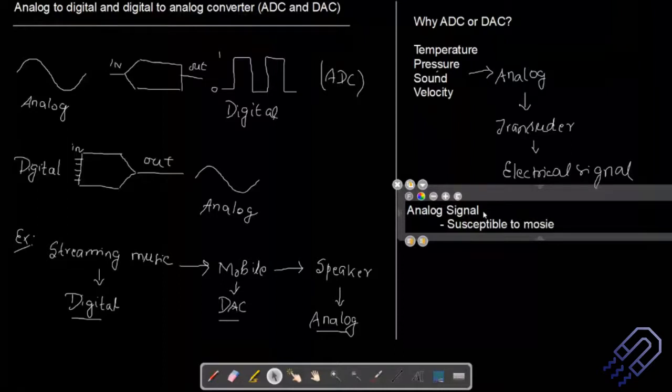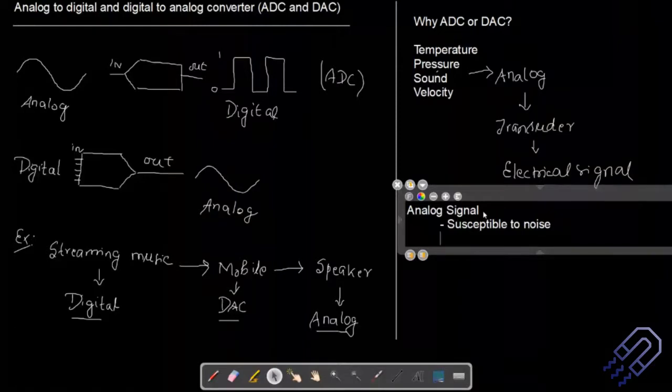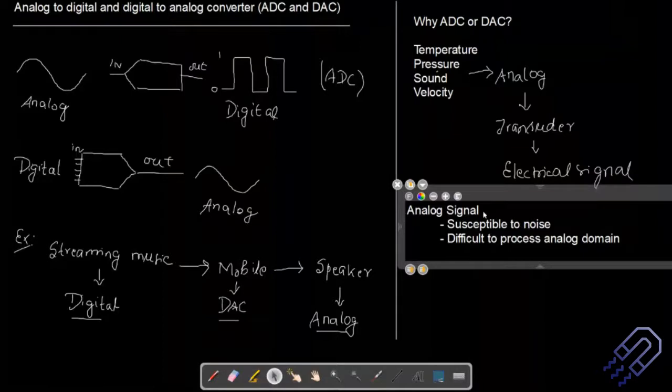That means there will be a lot of noise. In other words, the signal is not going to be very clear when we're reading an analog signal. And it is difficult to process in the analog domain. If you want to understand what information it has, sometimes it becomes a bit difficult. There are more devices needed to actually process it.